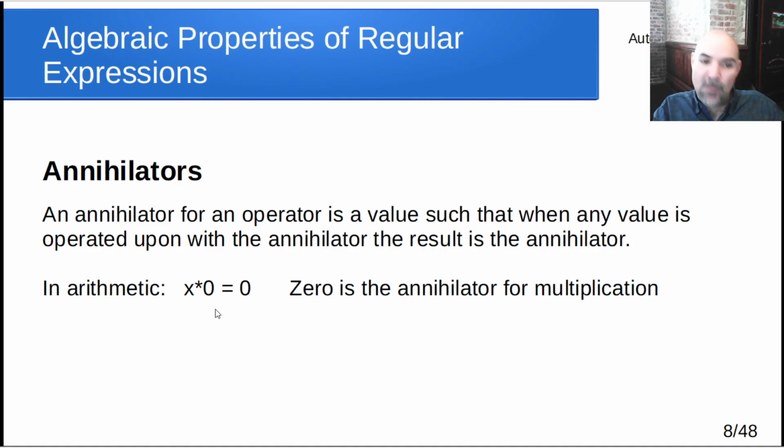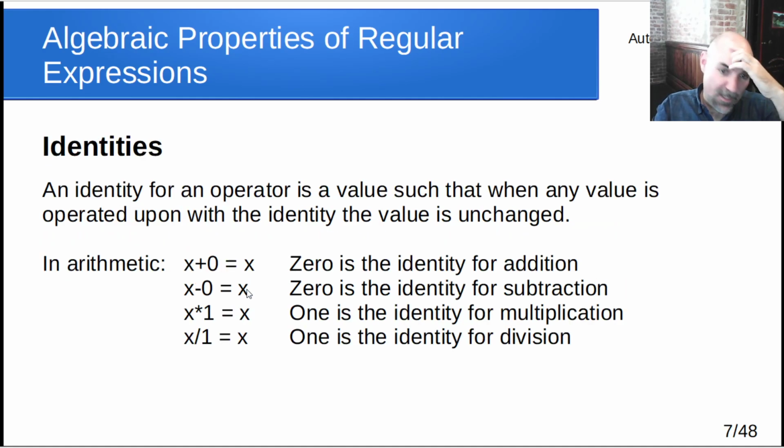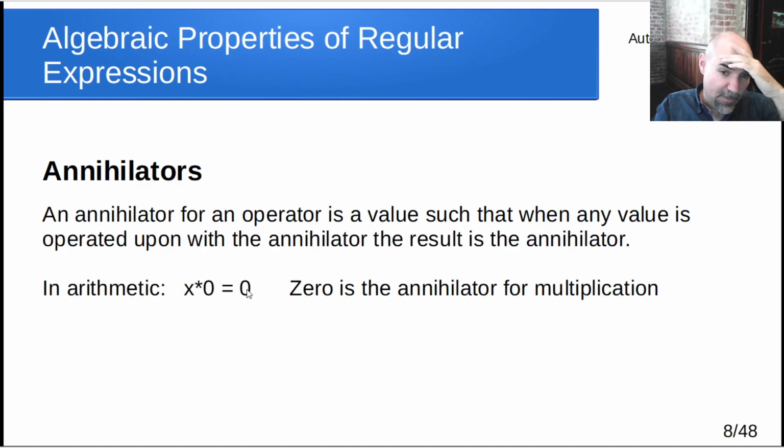No matter what, as long as we have some finite number here, multiplying it by 0 will always give us 0. We might say, well, what if we have an infinity there? Infinity times 0 is, well, undefined really. But in this case, 0 is the annihilator for multiplication. No matter what we're multiplying it by, it'll pass through the 0. So that's similar in concept to identities that we had over there, but that's how annihilators work.